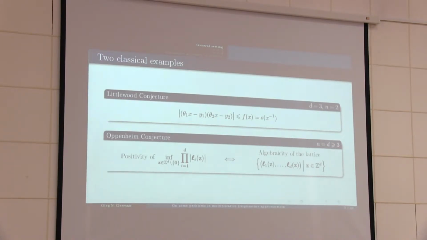Another quite classical problem is what is sometimes called the Oppenheim conjecture, though it's not that connected with the Oppenheim conjecture by Margulis on quadratic forms. And this one is very similar in its formulation. We take the product of d linear forms in d variables, and the statement is that it is bounded away from zero if and only if the following lattice is algebraic. In one direction, it's easy, it's simple. And in the other direction, by the way, the three-dimensional version of this conjecture implies the little one. So here we have n strictly less than d, and here n equals d. But anyway, these two conjectures are very well known.